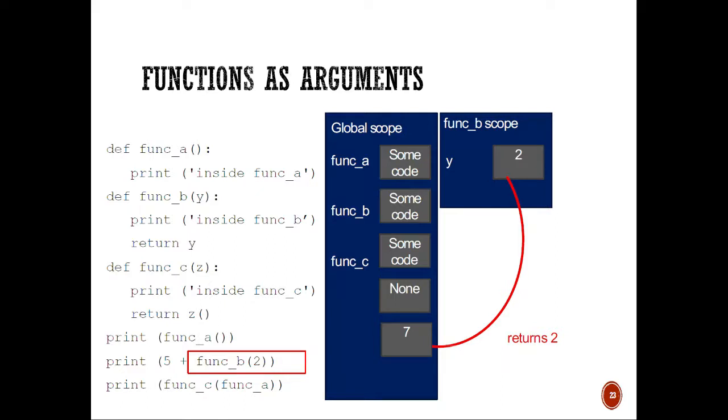Now, in this case, we are trying to print out the value of 5 plus the output from function B. Within the scope of function B, the variable y has a value of 2, because this is the value being given into the function. So this value of 2 is returned. When we print out, it will print 5 plus 2, which is 7.